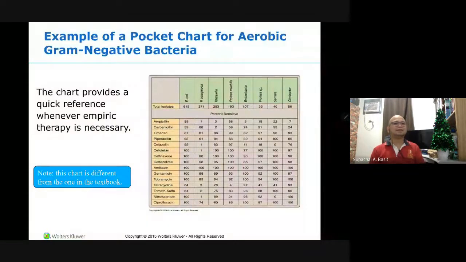So this is an example of a packet chart for aerobic gram-negative bacteria. The chart provides a quick reference whenever empiric therapy is necessary. This chart is different from the one that you can see in the textbook. Normally, this chart is different from one hospital to another because each hospital needs to have its own antibiogram study so that physicians would have references whenever they are considering empiric therapy.